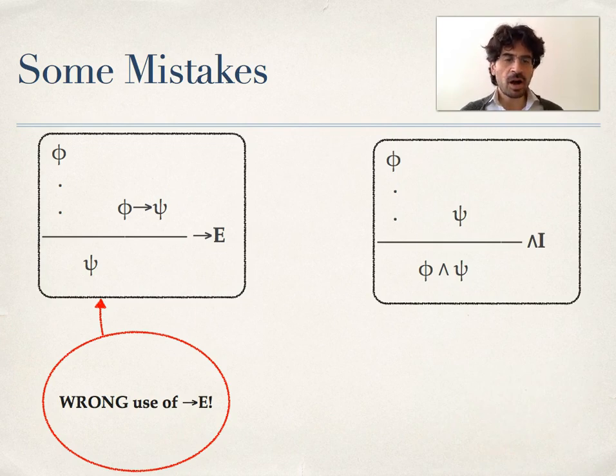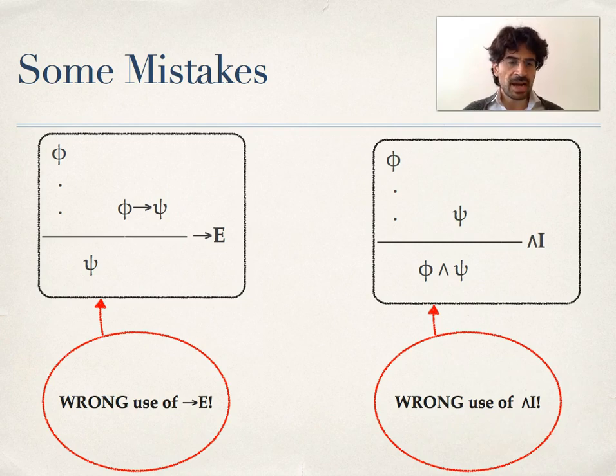Here is another wrong application of a rule. This is a wrong application of the conjunction introduction. And again, the problem is the same. The two formulas, phi and psi, have to be at the same level.